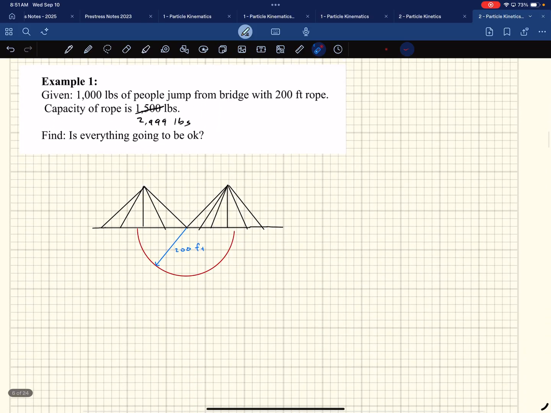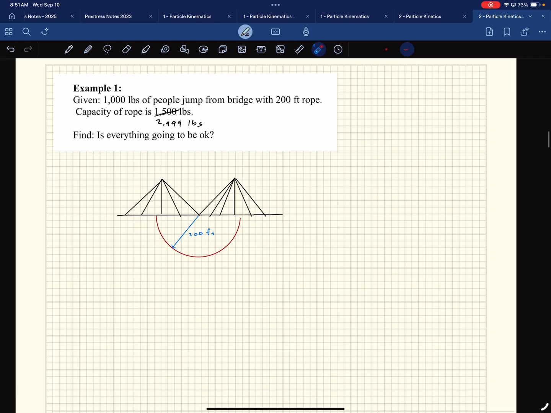Next one we'll do is this. This is the fun one. These people jump off of a bridge and they're attached to a cable, and what kind of force do they have there? Okay, break.